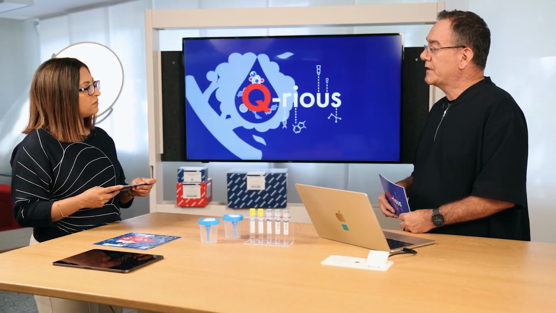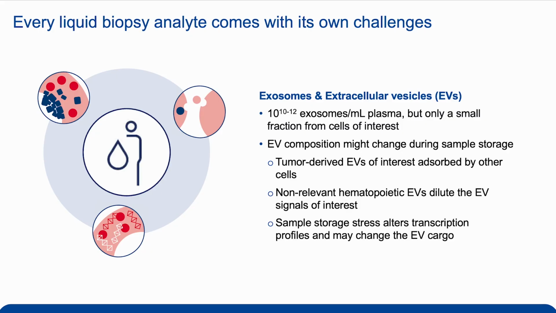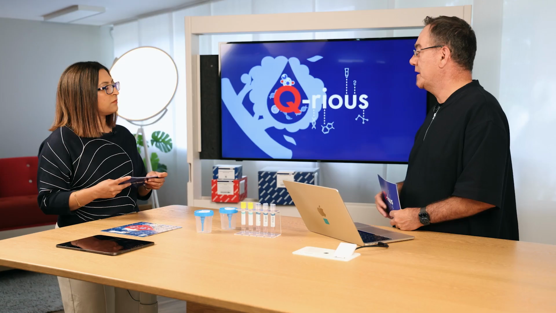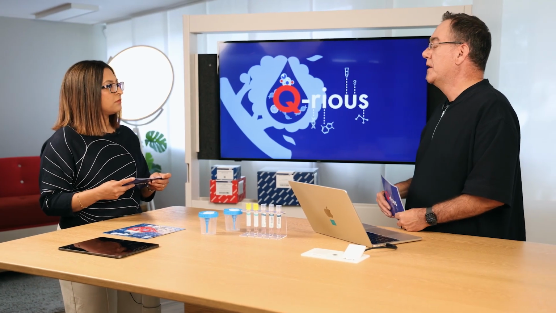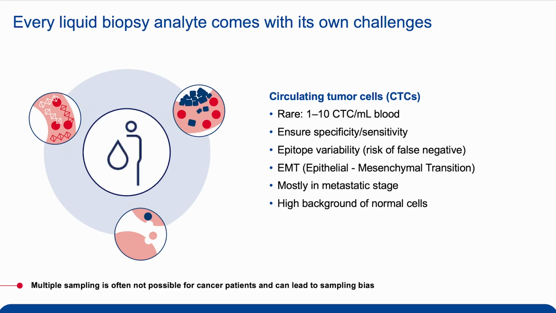Exosomes or extracellular vesicles carry RNA, for example, as the most interesting cargo. And here is a similar picture. Cells are releasing new exosomes and vesicles, and by this also changing the RNA transcription profile in the bloodstream, while other exosomes are absorbed by cells and are removed from the fraction of cell-free nucleic acids. And then last but not least, circulating tumor cells carry epitopes, and those epitopes are often used for isolation of circulating tumor cells.